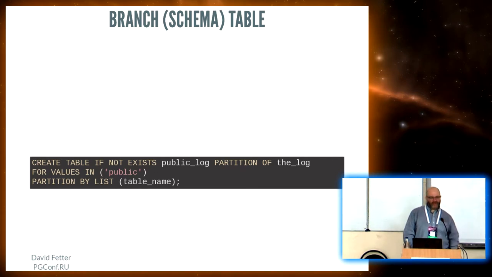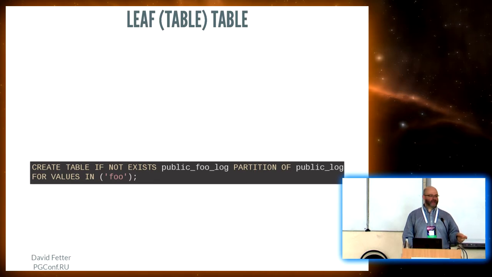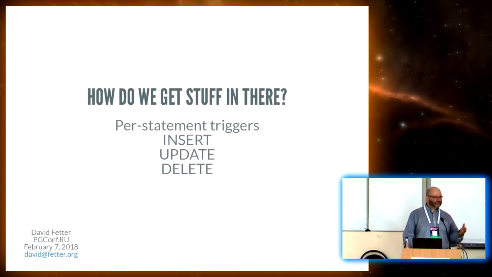Because you don't want everything all in one big lump, we make a branch table, which is a partition that holds everything in public, and then another table for your logging of your foo table. Now we have to figure out how to record events and log them in the correct table now that they're made. So we've made a table hierarchy. We've figured out a good shape for it, and now we need to get stuff in there.